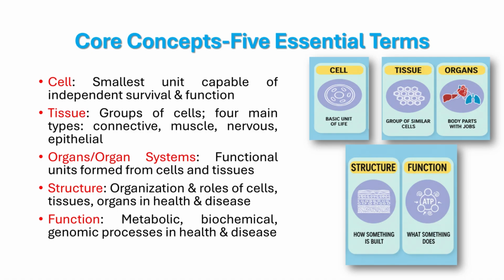Then we have organs and organ systems. These are made from cells and tissues during development, and each has a specific role in the body. Structure is all about how cells, tissues, and organs are arranged and how they work together, both in normal conditions and when there's injury or disease. Finally, function is what these cells, tissues, and organs actually do: their metabolism, biochemistry, and molecular processes that keep the body running and help it respond to problems.